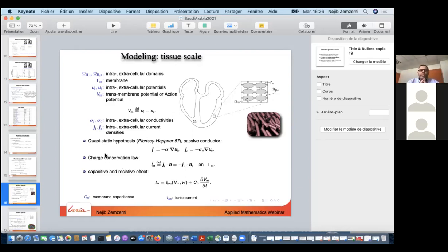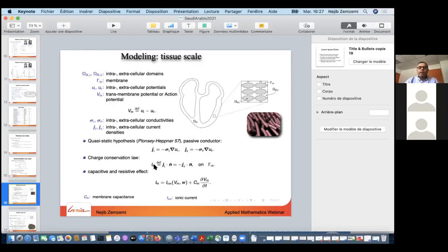So if we suppose that you are in a quasi-static hypothesis, you can suppose that the density of current derives from the potential. That's Ohm's law. That gives you this equation. JI is equal to minus sigma I, the gradient of the potential in the intracellular domain. And JE, which is the extracellular current, is minus sigma E, gradient of UE. If you suppose that the current flowing from inside the cells to the outside, to the extracellular domain, is the same, then you get this equation, which is the conservation law at the membrane.